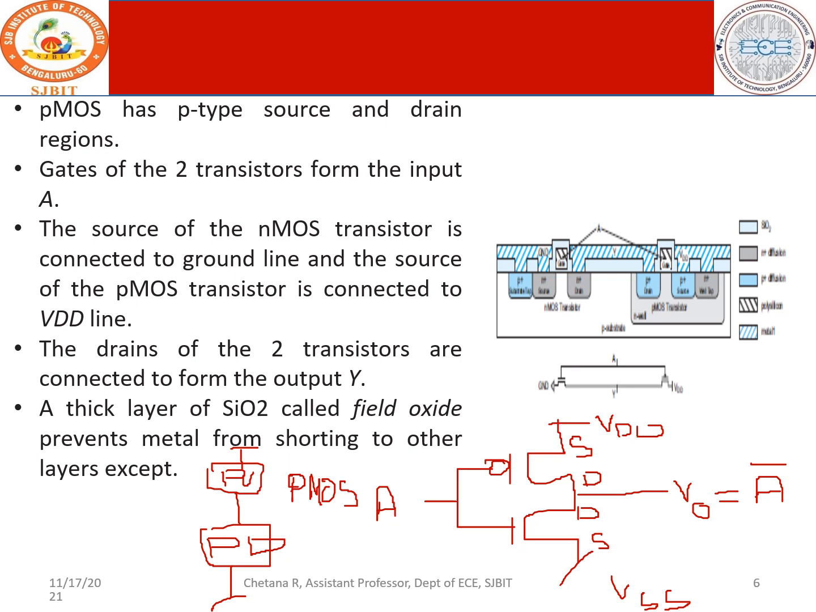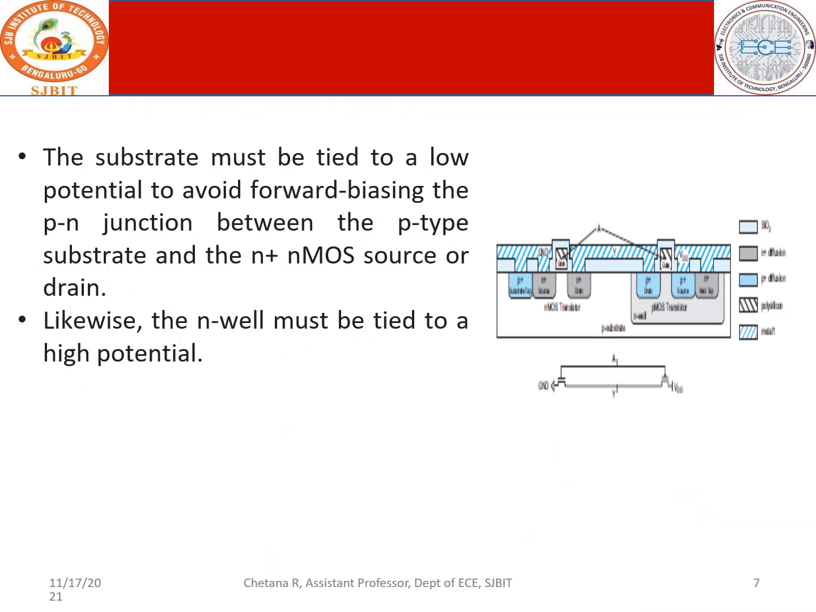The intersection of the two drain terminals, the drains of the two transistors, are connected to form the output Y. Instead of calling this V0, let me call this Y. And the thick oxide of silicon dioxide, called the field oxide, prevents metal from shorting to other layers. So what is the purpose of oxide here? It sees to it that the bottom substrate with the diffusions and the well structure are safe and not damaged. So oxide helps us to keep the bottom layers safe.